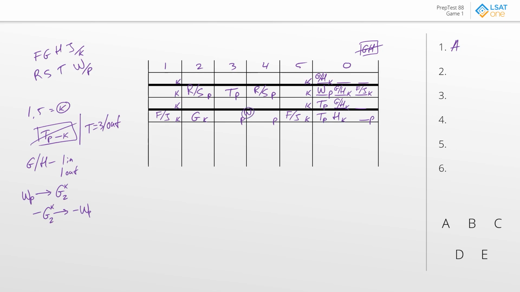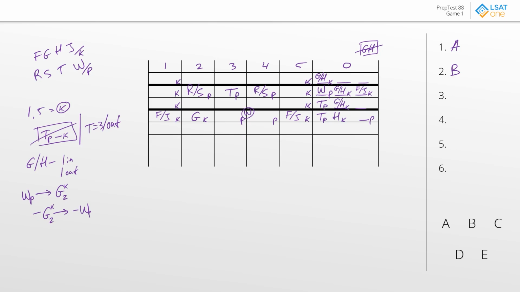The question asks, the display cannot include who? And we know that T and H are definitely out. So answer choice B is H, and becomes the best answer here. Next, number 3, if 3 puppies are included, then which of the following must be true?